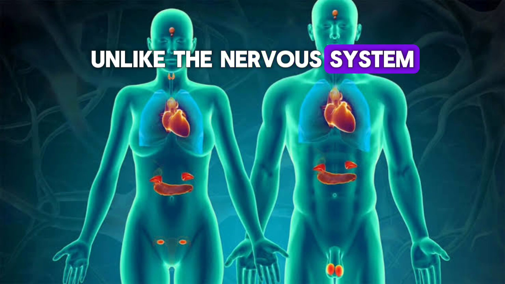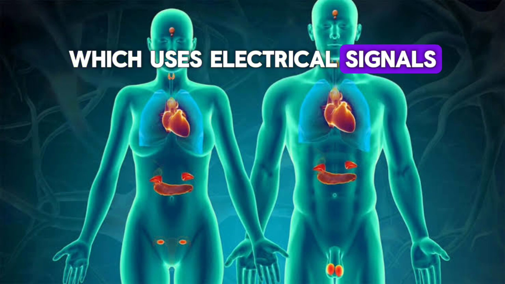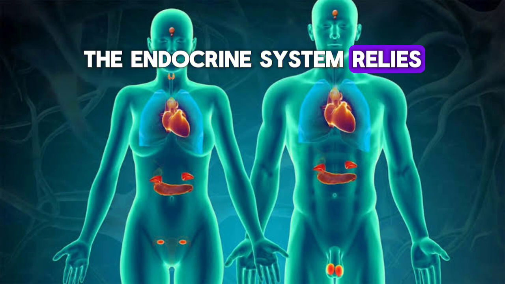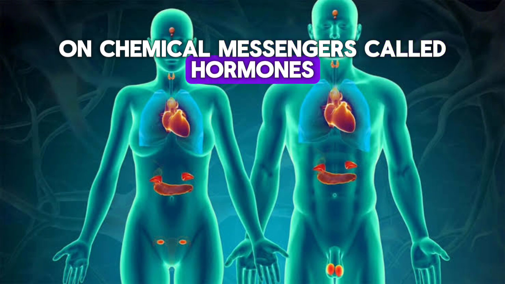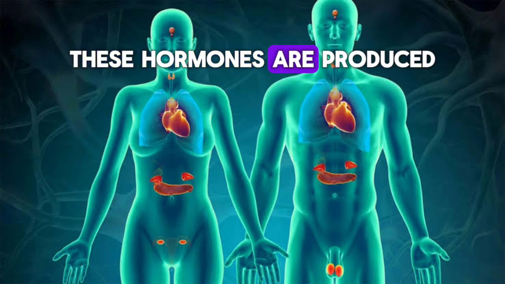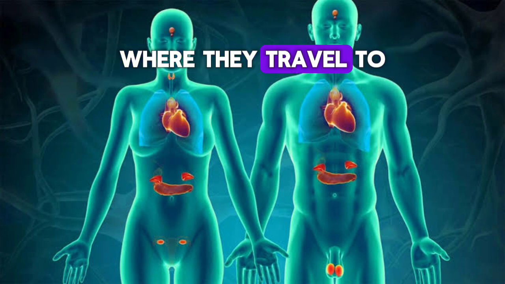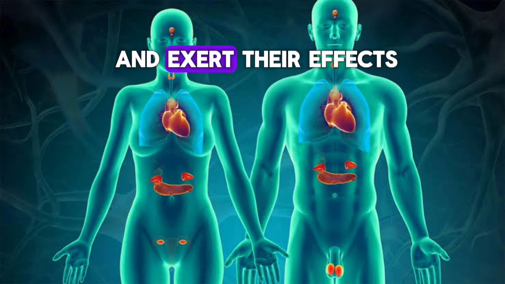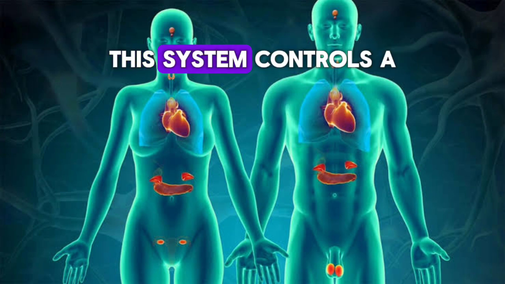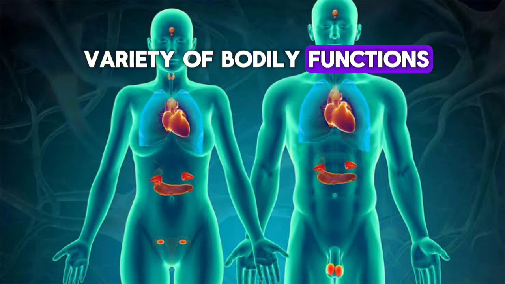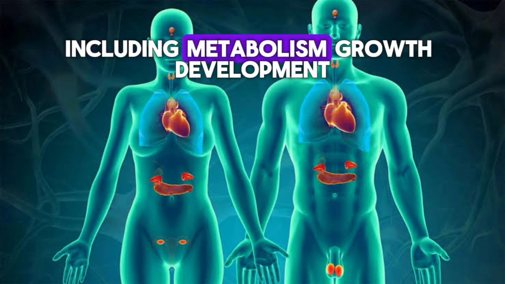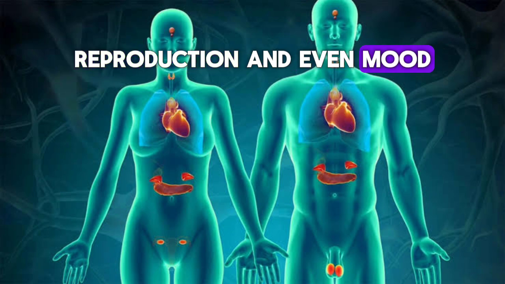Unlike the nervous system, which uses electrical signals, the endocrine system relies on chemical messengers called hormones. These hormones are produced by glands and released into the bloodstream, where they travel to target organs or tissues and exert their effects. This system controls a variety of bodily functions, including metabolism, growth, development, reproduction, and even mood.